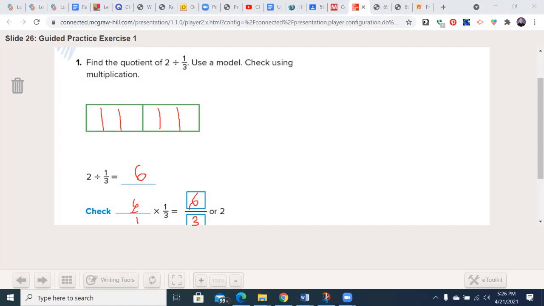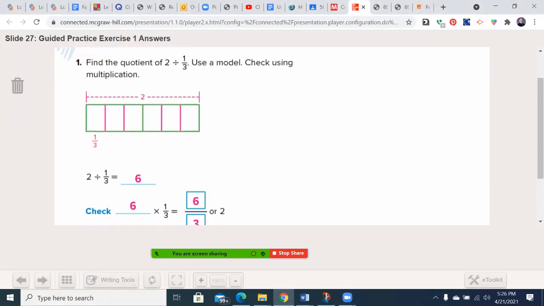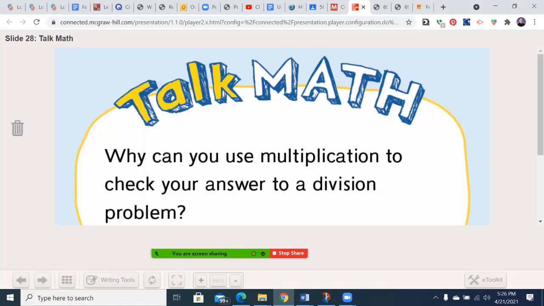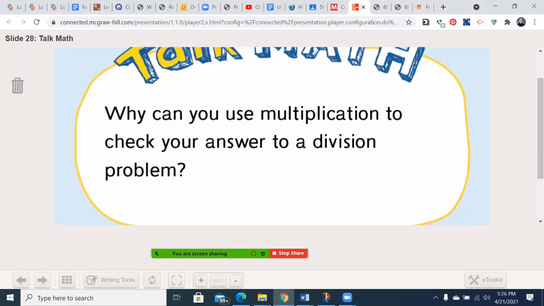Go ahead and make sure that's written in. I'll give you a few more seconds and then we'll move forward. All right, I'm going to go ahead and clear the screen. You can see that we did well. Why can you use multiplication to check your answer to a division problem? Long story short, division is the inverse operation. So it should undo what I did with multiplication, and multiplication should undo what I did with division.